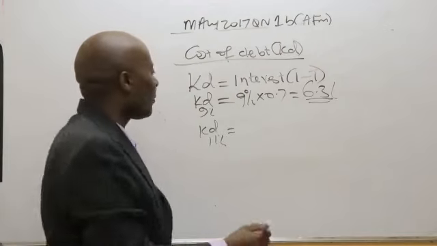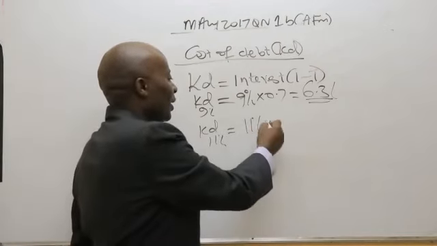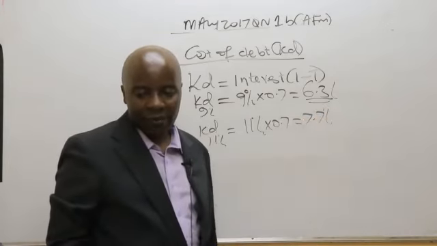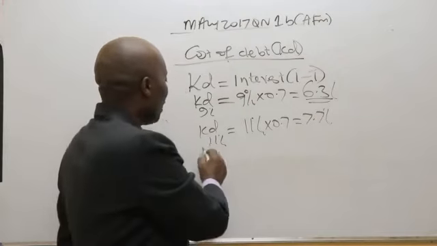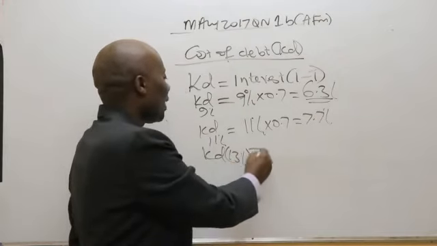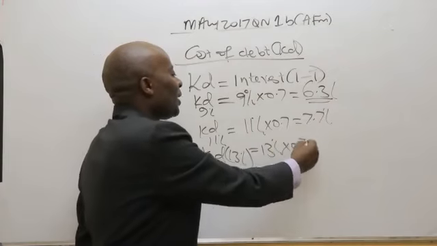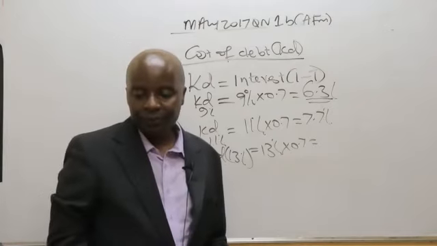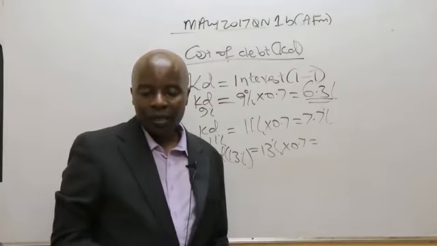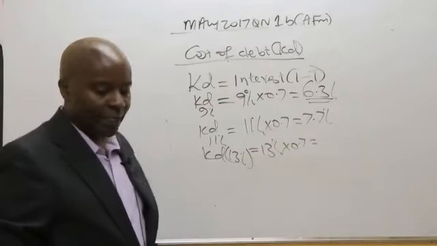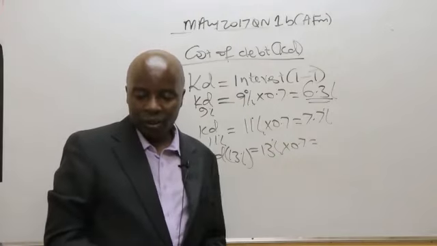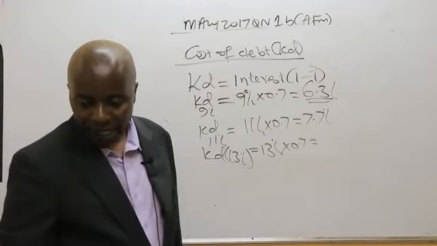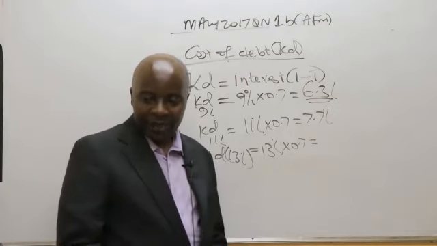KD of 11% will take the 11% given times 0.7, which gives me 7.7%. And then, ladies and gentlemen, we have KD 13%. So we have 13% times 0.7. This will end up giving us 9.1%.